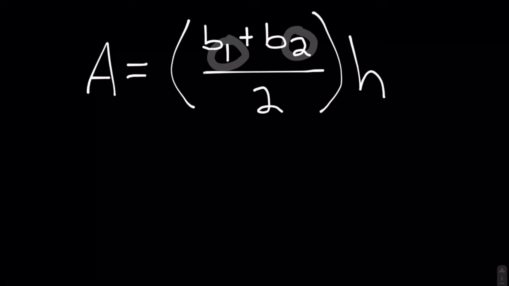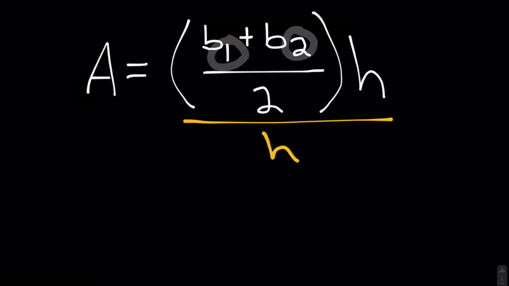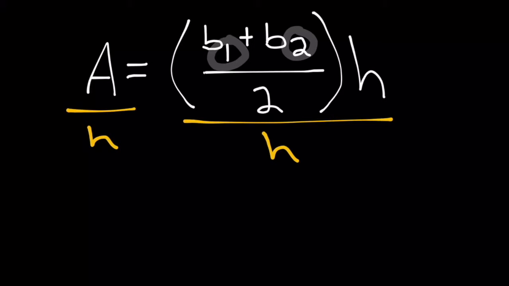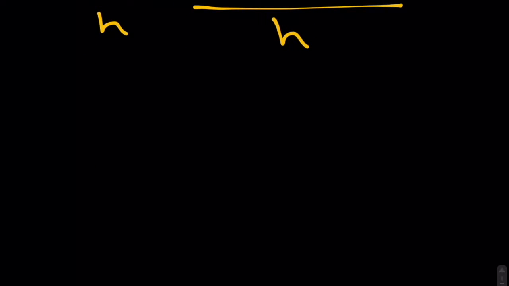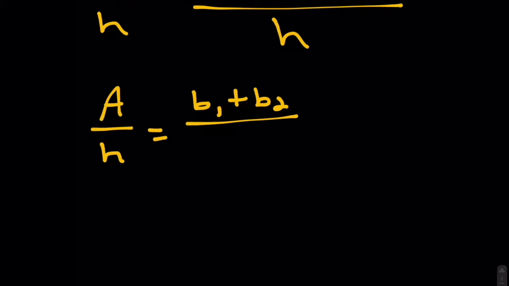First thing we gotta do is get rid of that h. We're gonna do that by dividing both sides by h. Don't worry that it's not something that we can actually evaluate. We're just gonna leave it as a over h. That's gonna leave us with b1 plus b2 over 2 on the right side.